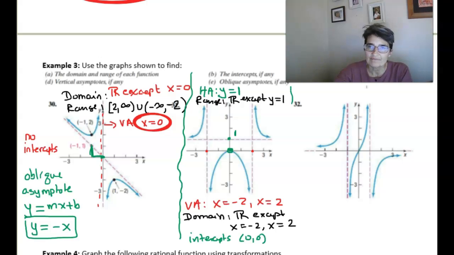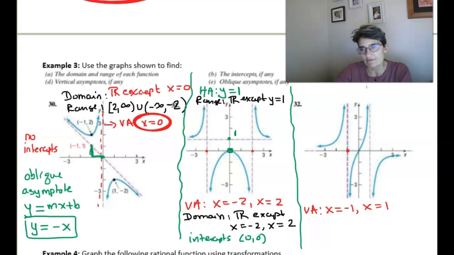All right. Let's look at the next problem. So let's start again looking at vertical asymptotes. So I see two vertical asymptotes, one here and one here. So at x equals -1 and x equals +1. That means those values are not in the domain. So the domain is going to be all real numbers except for x equals -1 and x equals 1.